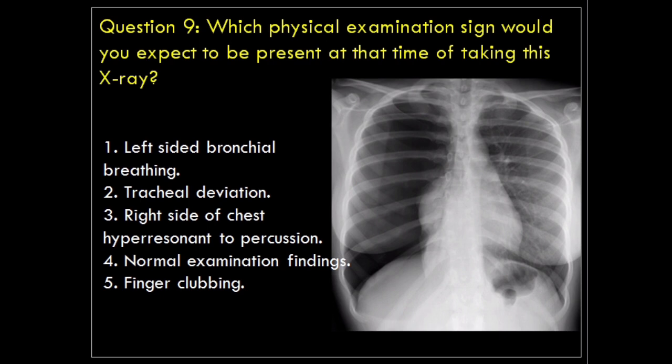Question 9. Which physical examination sign would you expect to be present at the time of taking this X-ray? 1. Left-sided bronchial breathing. 2. Tracheal deviation. 3. Right side of chest hyperresonant to percussion. 4. Normal examination findings. 5. Finger clubbing.